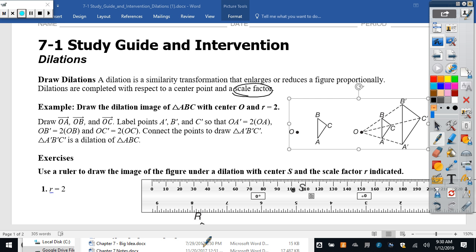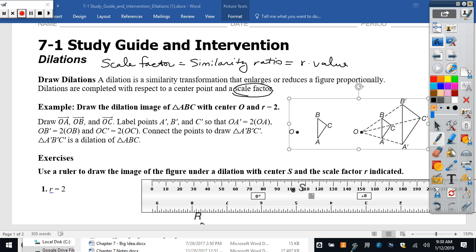I have a toy car back there in the back. The scale is 1 to 16, so it's 1/16 the size of an actual car. I'm going to write this down: scale factor, or we could say similarity ratio, or we could say R value.